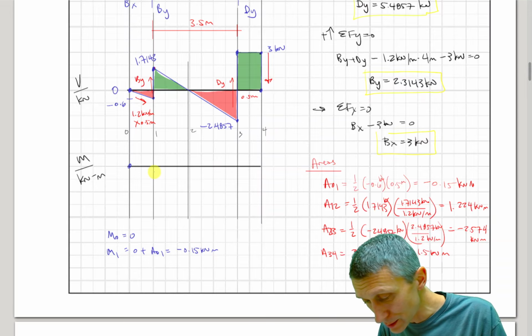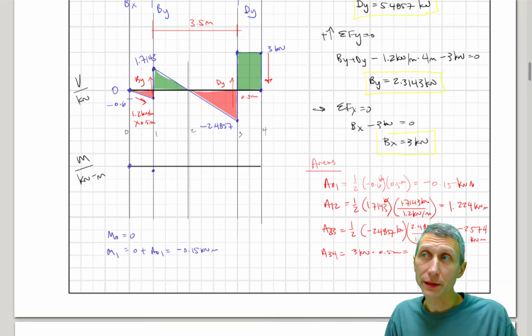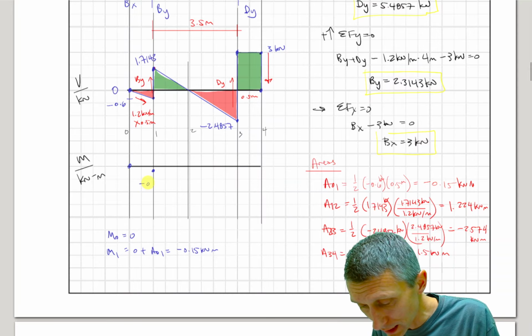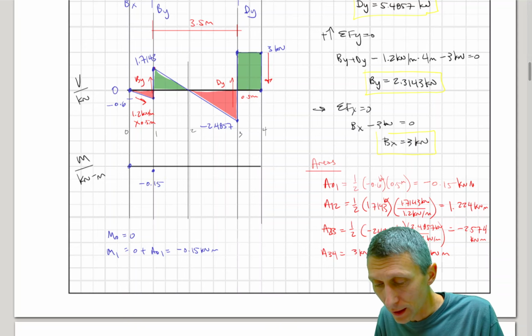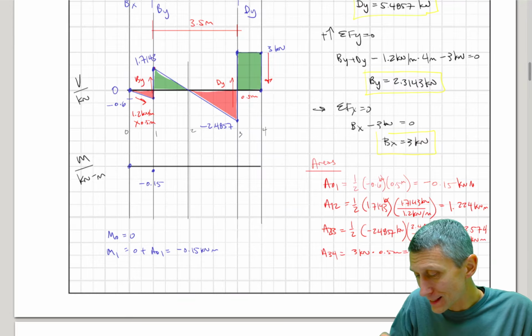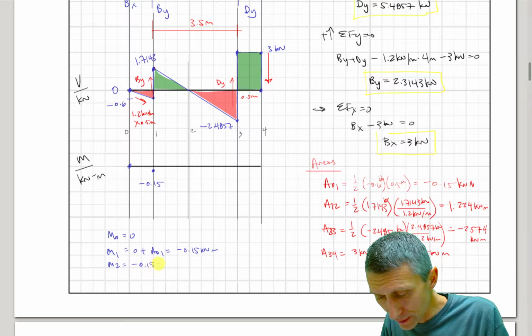So that's a pretty small number. It's just right in there, so pretty small. I'm just going to plot it in. Normally what I suggest you always do is label these 0.15, and we already have the units over here, kilonewton meters. So that's pretty good. So M2 is going to equal this previous moment, minus 0.15, plus the next area, A12.